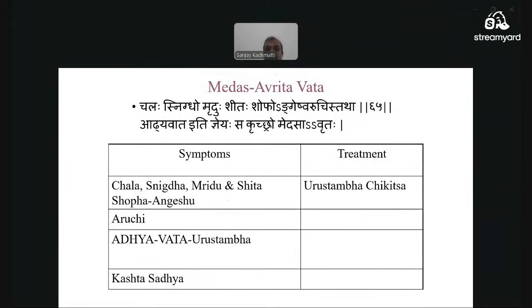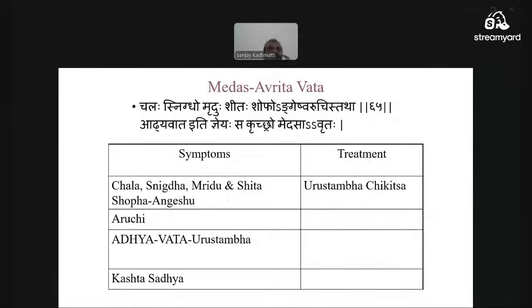Medavrita. So here definitely we come across Medaroga, Staulya, Prameha, etc. In Medavrita Vata, Chalaha, Snigdho, Mruduhu, Shita, Shofo Angeshu, Aruchistataha. See, Chala. Go to Staulya: the pendulous movements of Stana, Udara, Lambanam. Here also, the Abaddha Meda is very much like a bubble of water. More Snigdhata, more Mruduta, more Shitata, edema, Shofa will be the symptoms. Along with that, Shofo Angeshu, Aruchistata. The patient may have loss of appetite, Aruchi. Adyavata iti dneha sakruchro medasa avritaha.